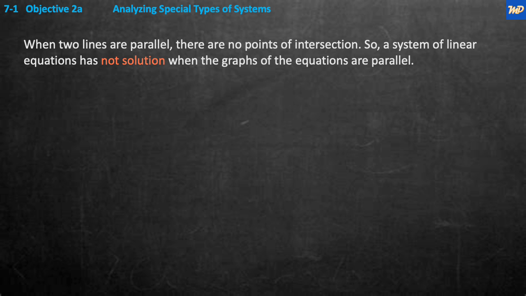Okay, objective 2, analyzing special types of systems. When two lines are parallel, there are no points of intersection. So a system of linear equations, the system that we're talking about, has no solution because they never touch. They have to cross to have a solution when the graphs of the equations are parallel.